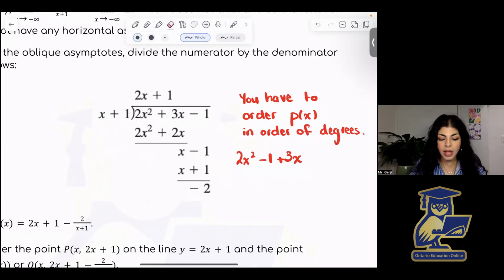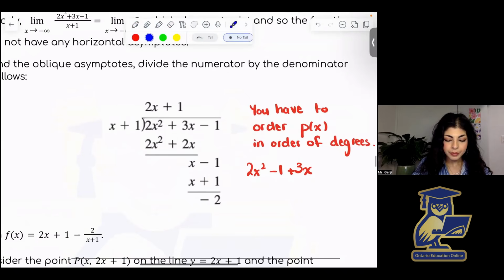Okay, there we go. So now, x plus 1, and I'm only looking pretty much at the first term. How can I get this to be 2x squared? So it's 2x. I multiply by 2x to get 2x squared plus 2x. This is just also 2x times 1. Now subtracting, I get x minus 1.